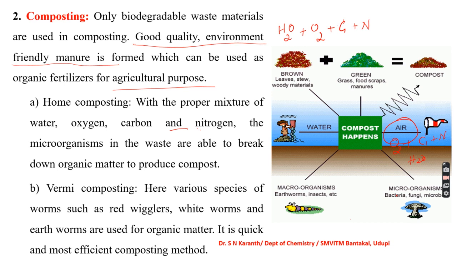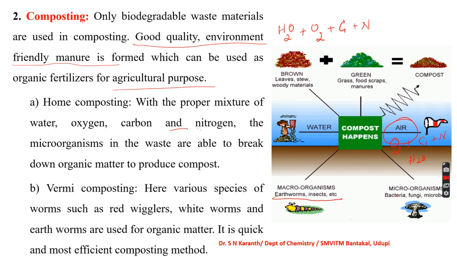The other method is vermicomposting, in the presence of earthworms or insects. Here the various species of worms, such as white worms and earthworms, are used to break down the organic matter, and it is a quick and more efficient method for composting. If the breakdown of organic matter takes place in the presence of worms, then that composting method we call vermicomposting.